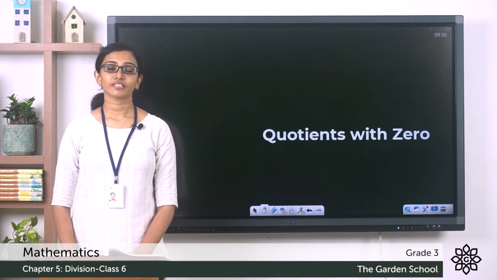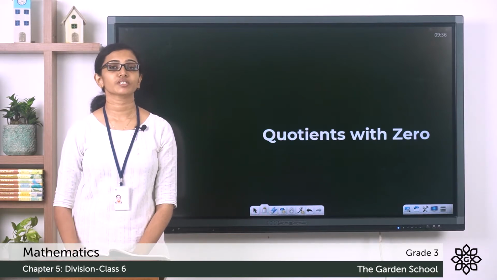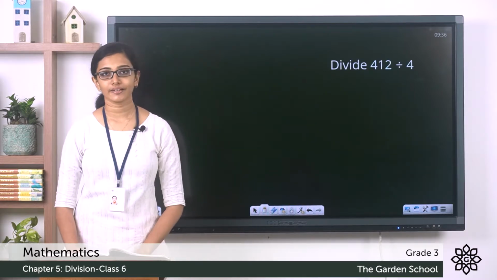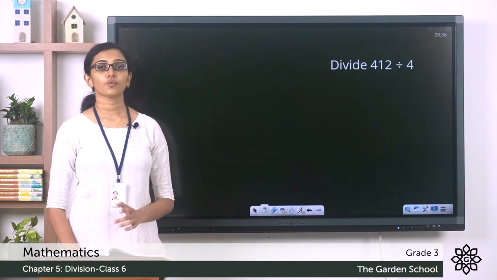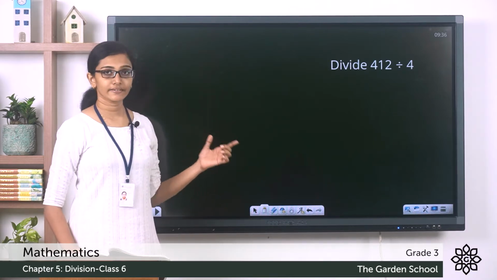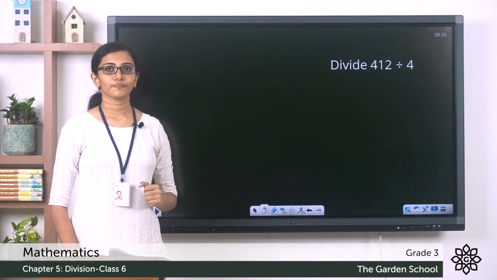So we are learning about division. Today, let's learn about division with quotients with 0. Now, look at this question given here. Divide 412 by 4. So which is our dividend? 412. And we have the divisor, 4.